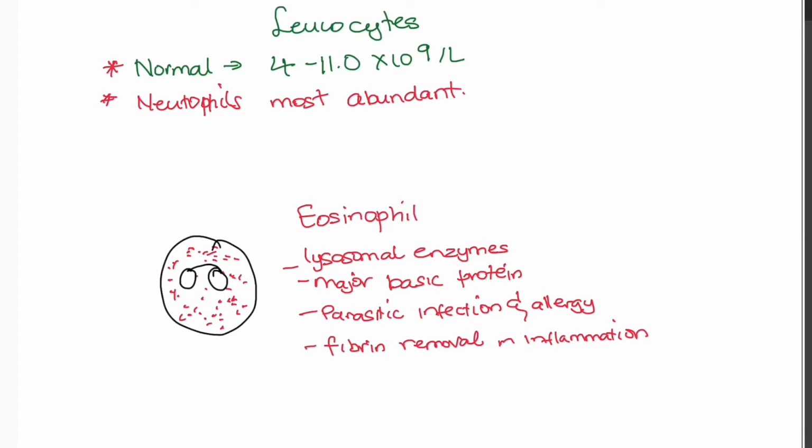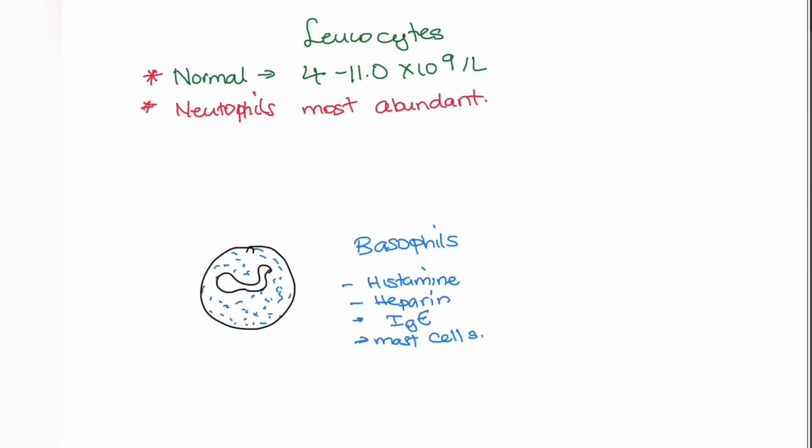And sometimes when you have inflammation, it can produce fibrin, as you know, and this is important in removing the fibrin. So as you can see, this will go to the wound at a later stage, while the neutrophils will be the first to respond, basically. The last granulocyte is our basophils.